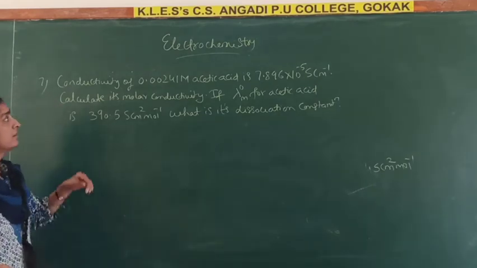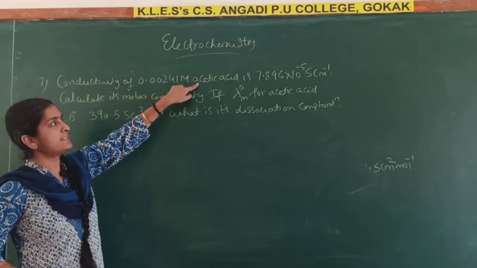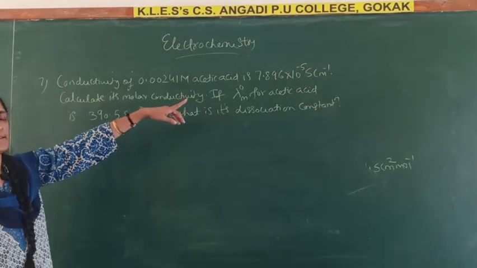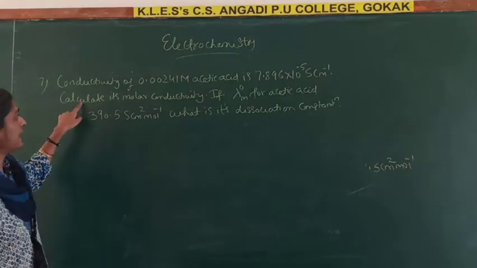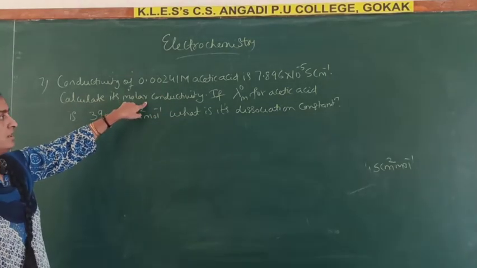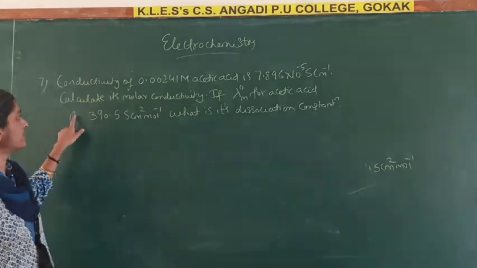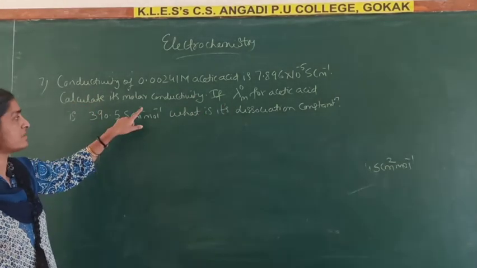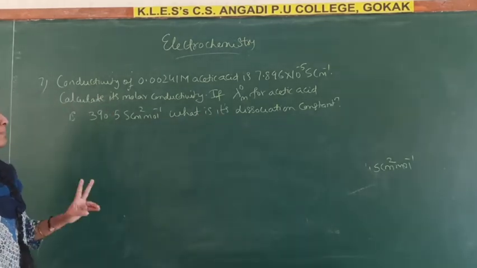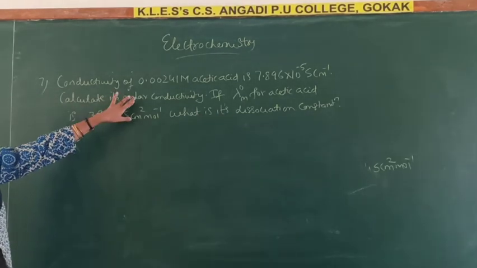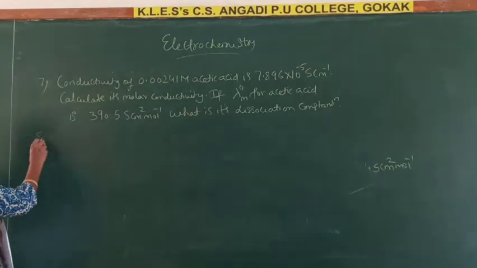So look here, conductivity of 0.00241 molar acetic acid is 7.896 into 10 raised to minus 5 Siemens per centimeter. Calculate its molar conductivity. The next part is if lambda naught m for acetic acid is 390.5 Siemens centimeter square per mole, what is its dissociation constant? So you have to find two parameters. One is molar conductivity, then you find out the dissociation constant. Okay, so first you write the given data.